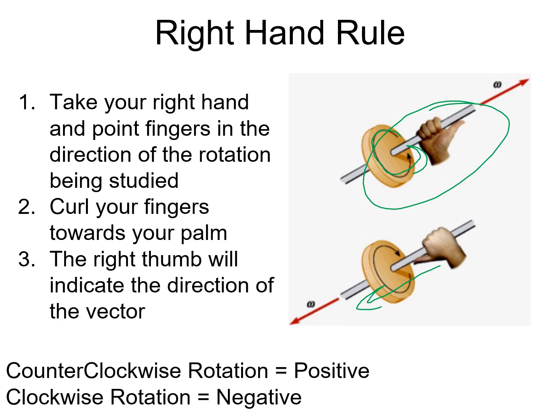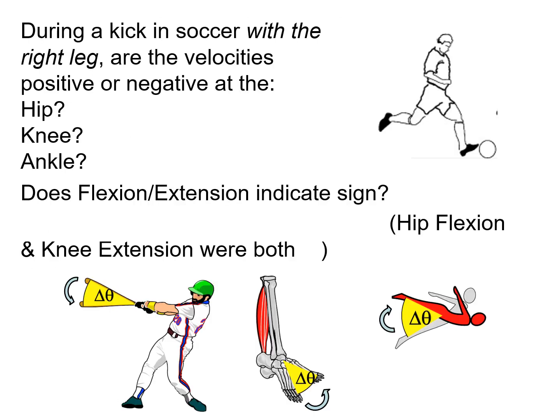Because when we look, especially at displacement, which leads to our velocities and accelerations, we need to determine if that's going to be a positive or negative velocity or acceleration. So let's look at a couple examples here. During a kick in soccer with the right leg, are our velocities positive or negative at our hip, knee, and ankle?